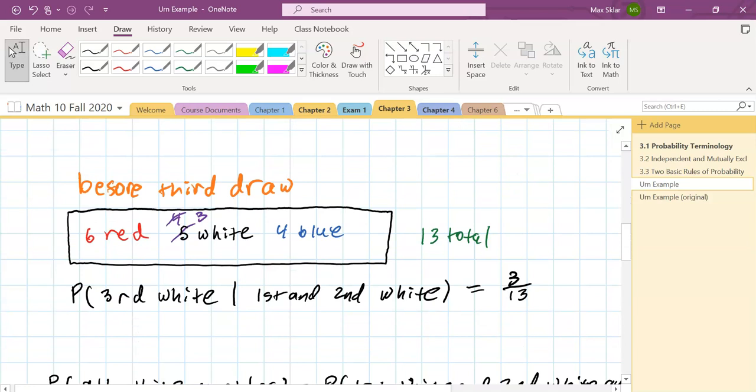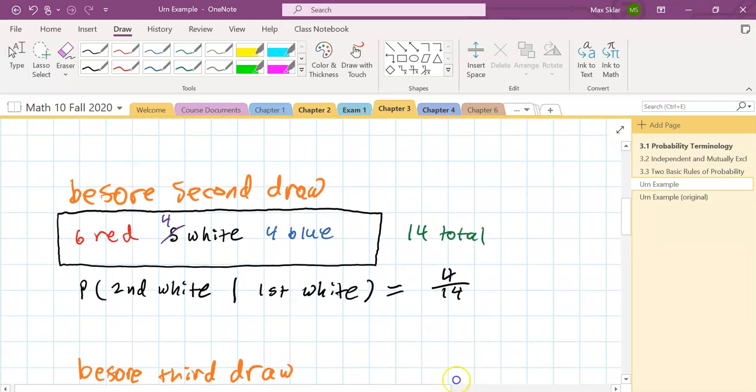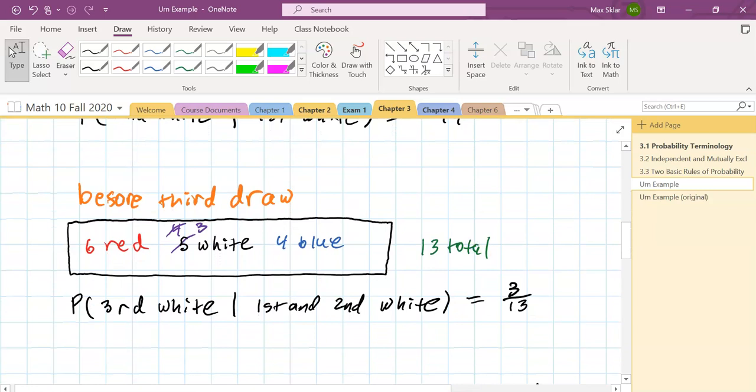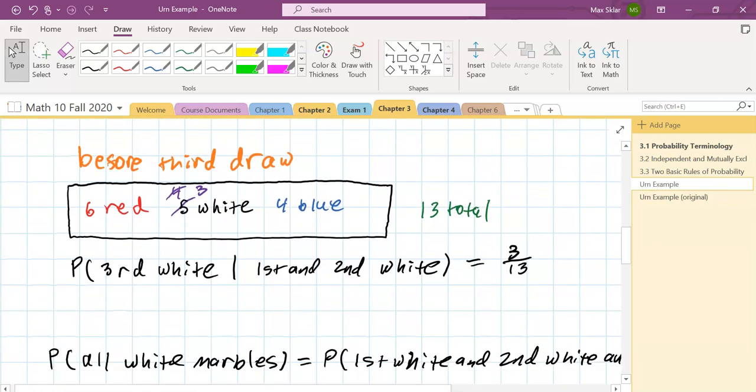Now, suppose that both have occurred. Suppose the first marble was white and the second marble is white. Before the third draw, there are now only 3 white marbles left in the urn. And the probability that the third marble is white, given that the first and second were white, is 3 white marbles out of 13 marbles total in the urn. Notice that with each draw, there's 1 fewer marble in the urn, and if we are drawing white marbles, there's 1 fewer white marble.